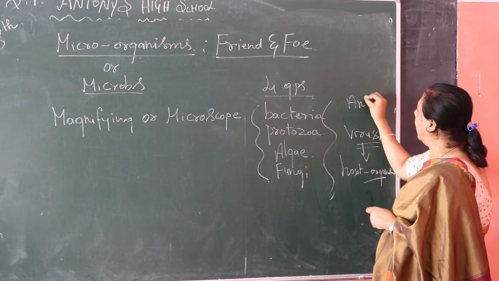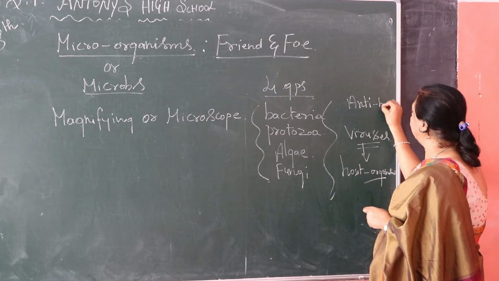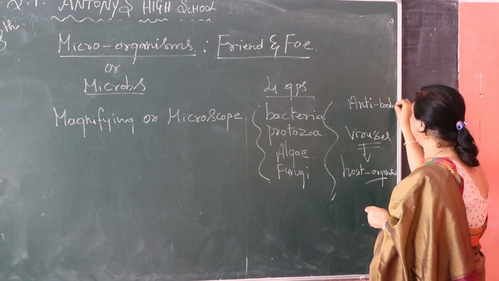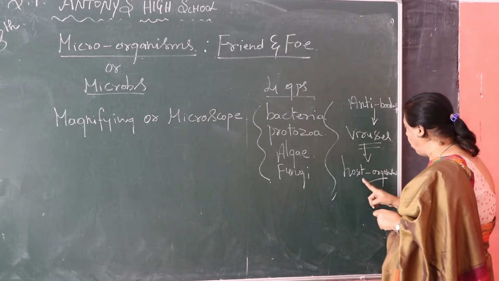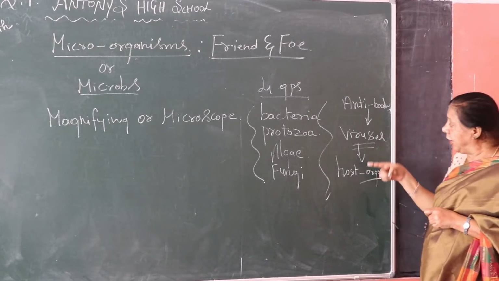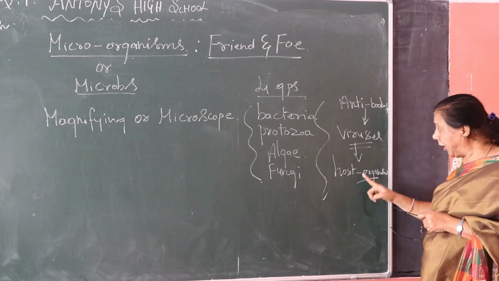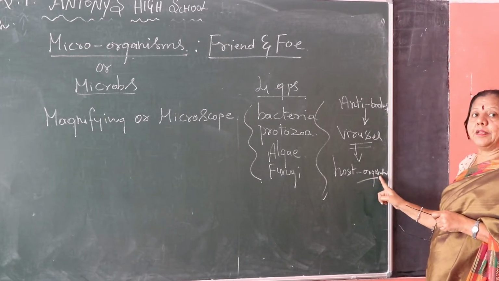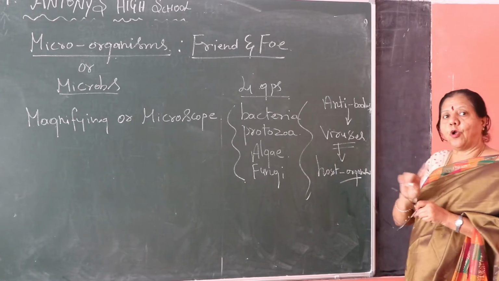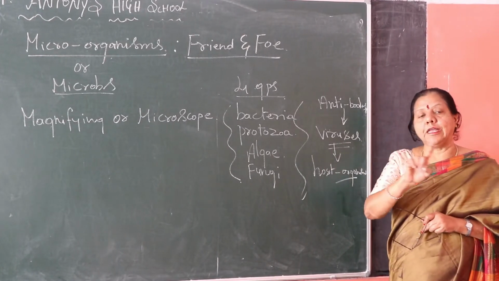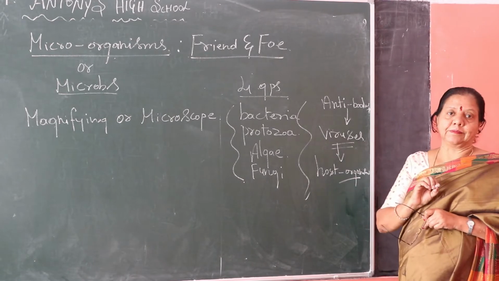So what is this here? Antibodies. So when the host organism enters into your cell, by that time antibodies protect against this host organism, the viruses will not develop. You are not getting diseases.